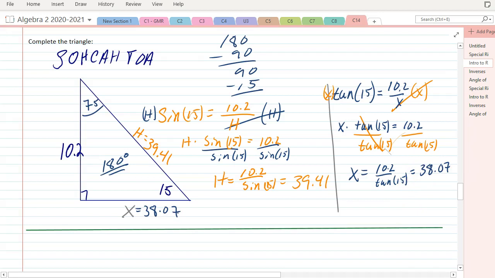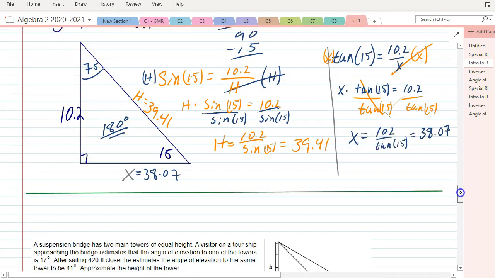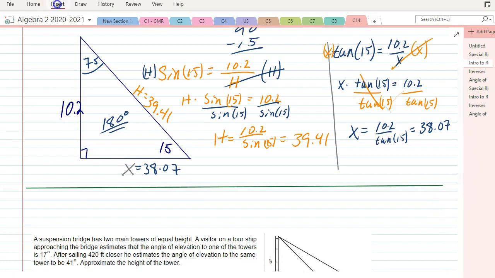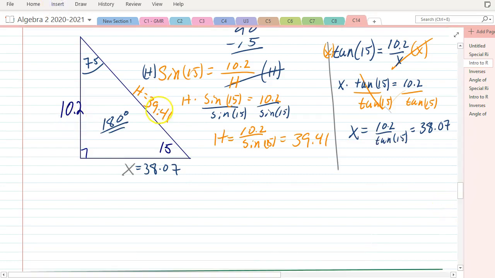Now there's something I want to point out here. Is there more than one way to do this? The answer is yes. There's actually two other ways you can do this. I had 10.2 and I had 39.41. Could I have used a squared plus b squared equals c squared? Yes, you totally could have used the Pythagorean theorem. Or is there another way to use the trig to make your life a little bit easier? And this is what I mean.